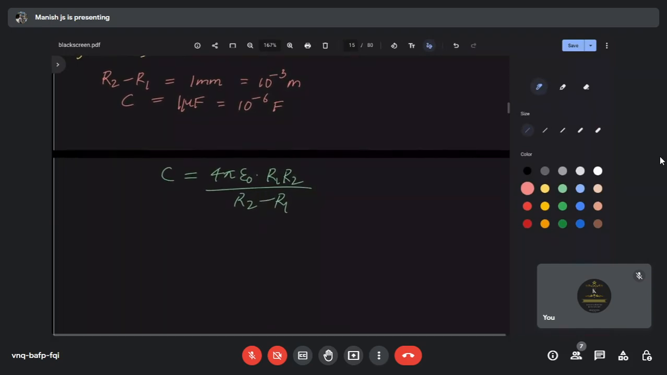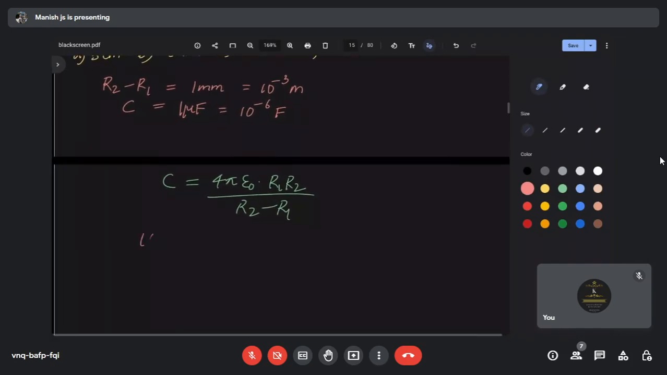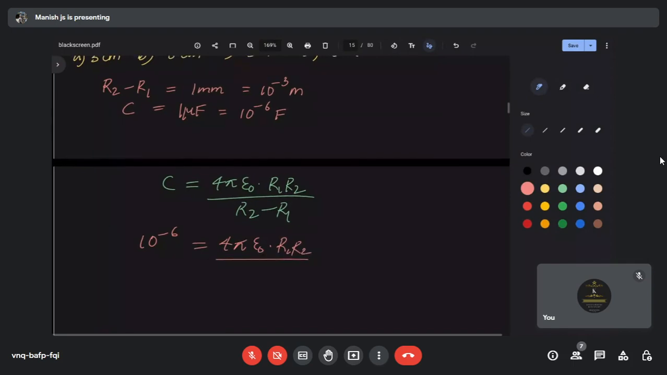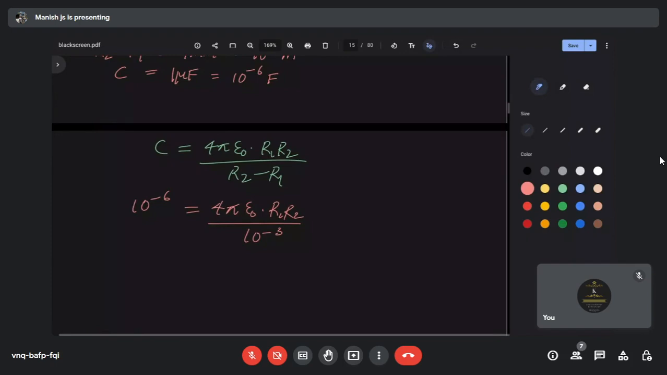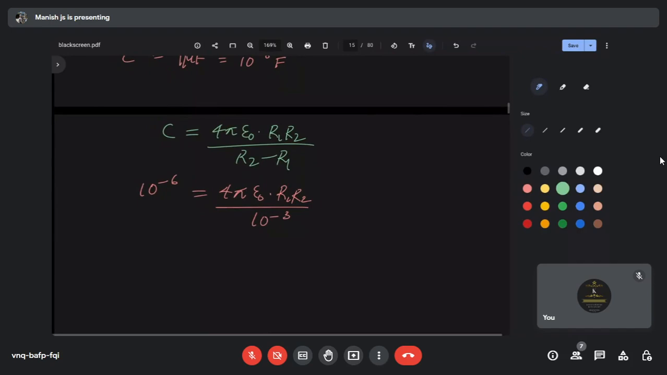So first you tell me what is R1 R2, because you're substituting, no? 10 power minus 6 is equal to 4 pi epsilon naught R1 R2 upon 1 millimeter, which is 10 power minus 3. Sir, I took R1 and R2 approximately equal because the difference is small. But you should show how it is small. You should have some concrete evidence to show. How did you do that? That is my question.